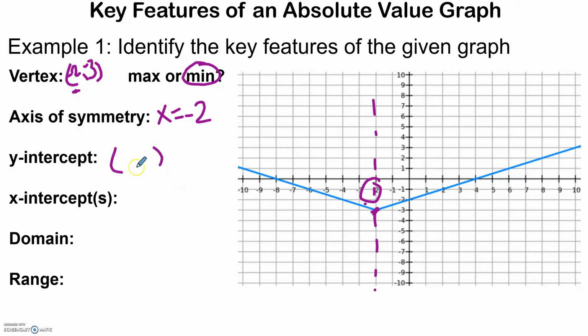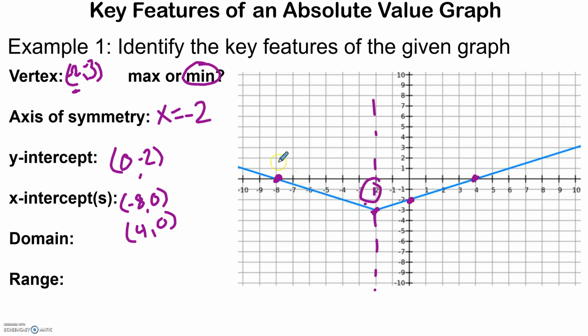My y-intercept is where it crosses the y-axis. So we're at the point 0, -2. I'm going to cross the x-axis at 2 separate points. So first we're going to be at -8, 0, and second we're going to be at 4, 0.